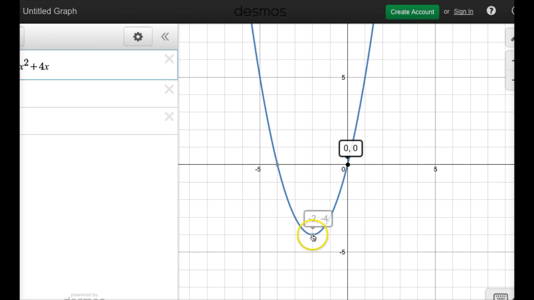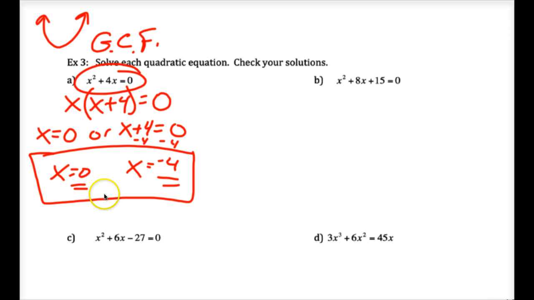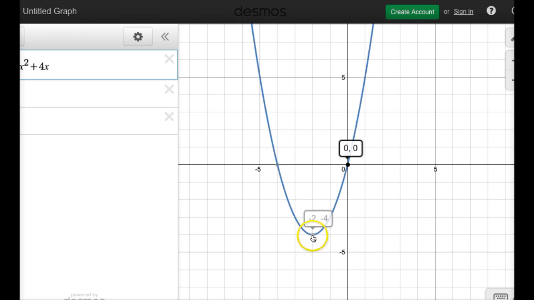Now look down at the very bottom where the parabola makes the turn. That's called its vertex. -2, -4 is the vertex. That will come into play eventually. But what we're looking for is where the parabola crosses the x-axis at 0 and -4, and that was the solutions. No, 0 and -4 was the solution. Oh, that's the vertex, which you don't know anything about yet. Don't worry about it.